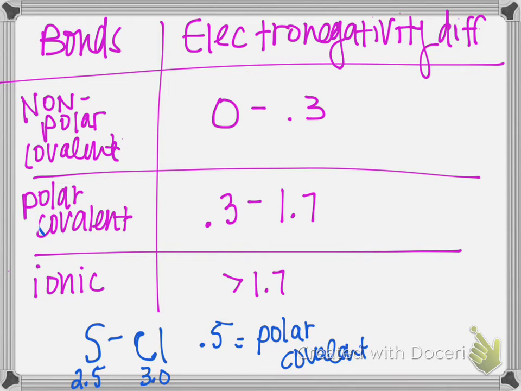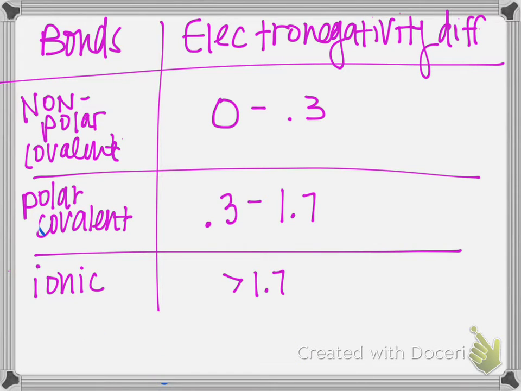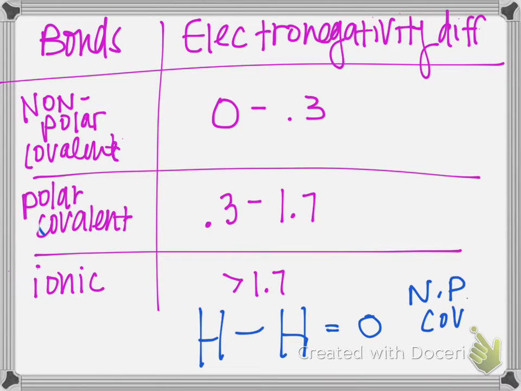Okay? What if, last one here, what if I examined a bond between hydrogen and hydrogen? Do you have to do the math with that? The difference has to be 0, which makes it a non-polar covalent bond. Right? Non-polar. Think of it as a tug of war, right? They're both going to be pulling on those electrons with equal force, so the electrons are going to be distributed evenly within that bond, right? They're shared evenly within that bond.